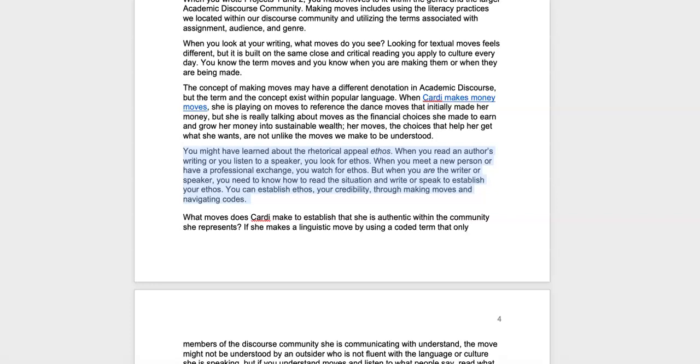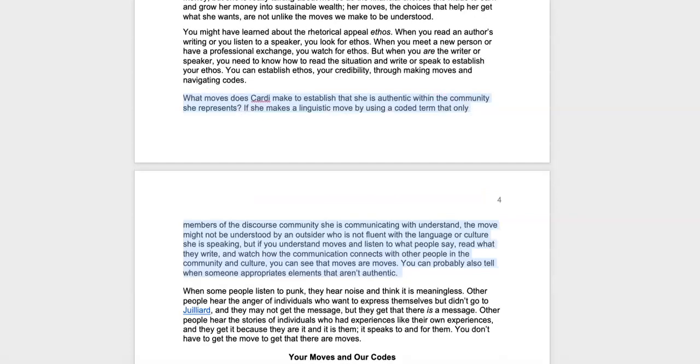When you read an author's writing or you listen to a speaker, you look for ethos. When you meet a new person or have a professional exchange, you watch for ethos. But when you are the writer or speaker, you need to know how to read the situation and write or speak to establish your ethos. You can establish ethos, your credibility, through making moves and navigating codes. What moves does Cardi make to establish that she is authentic within the community she represents?